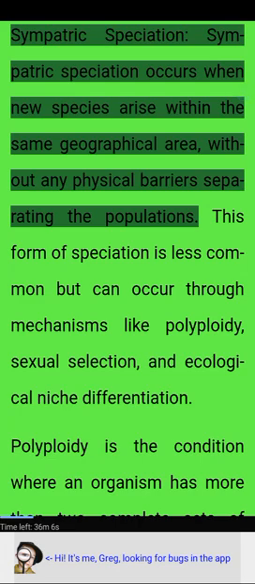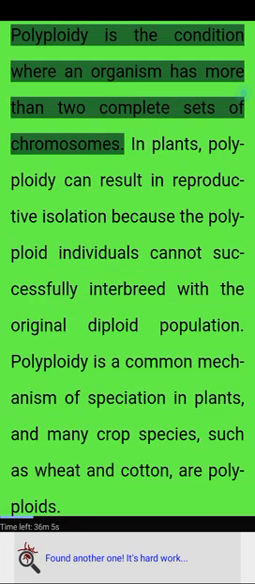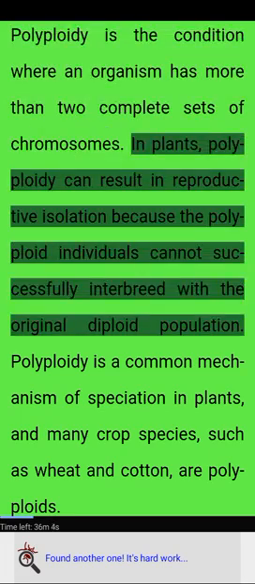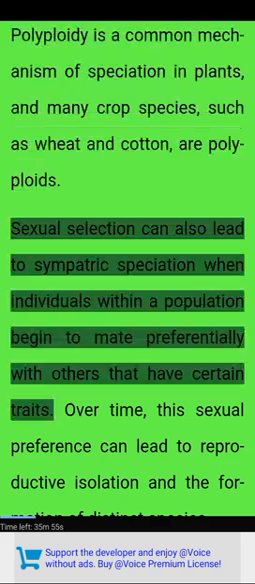Sympatric speciation. Sympatric speciation occurs when new species arise within the same geographical area, without any physical barrier separating the populations. This form of speciation is less common but can occur through mechanisms like polyploidy, sexual selection, and ecological niche differentiation. Polyploidy is a condition where an organism has more than two complete sets of chromosomes. In plants, polyploidy can result in reproductive isolation because the polyploid individuals cannot successfully interbreed with the original diploid population. Polyploidy is a common mechanism of speciation in plants, and many crop species, such as wheat and cotton, are polyploids.